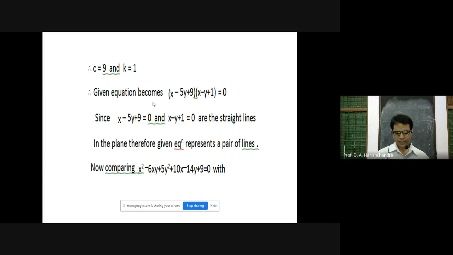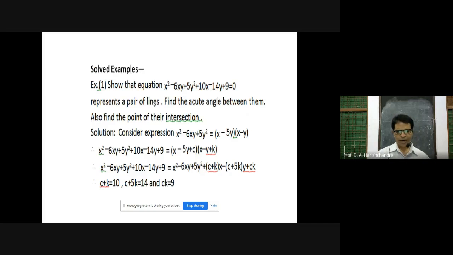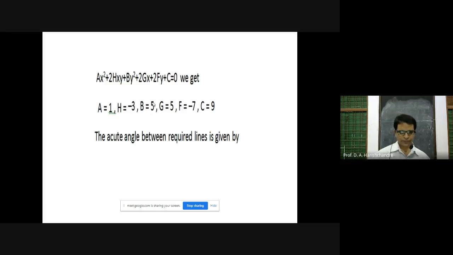Now let us move to the second sub question. Find the acute angle between them. The formula for the acute angle between them is already known to you. That is tan theta is equal to modulus of 2 into under root of h square minus ab upon a plus b. The same formula we have to use here. So first of all, comparing that equation with the general form, we are getting the values of a, h, b, g, f, c. a is equal to 1, h is equal to minus 3, b is equal to 5, g is equal to 5, f is equal to minus 7, c is equal to 9.